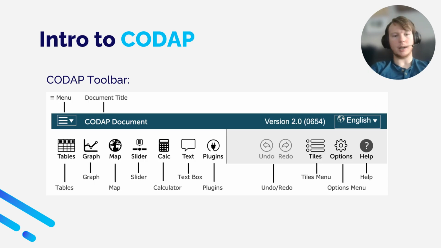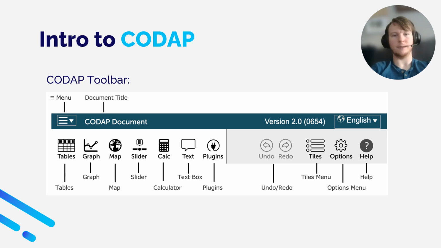Once in CodeApp, students will see the following toolbar. We'll discuss many of these components specifically at different points in the third unit, but some of the most important are tables, graph, and map, which are used to create a table with data in it, create a graph to visualize that table of data, and the map button.